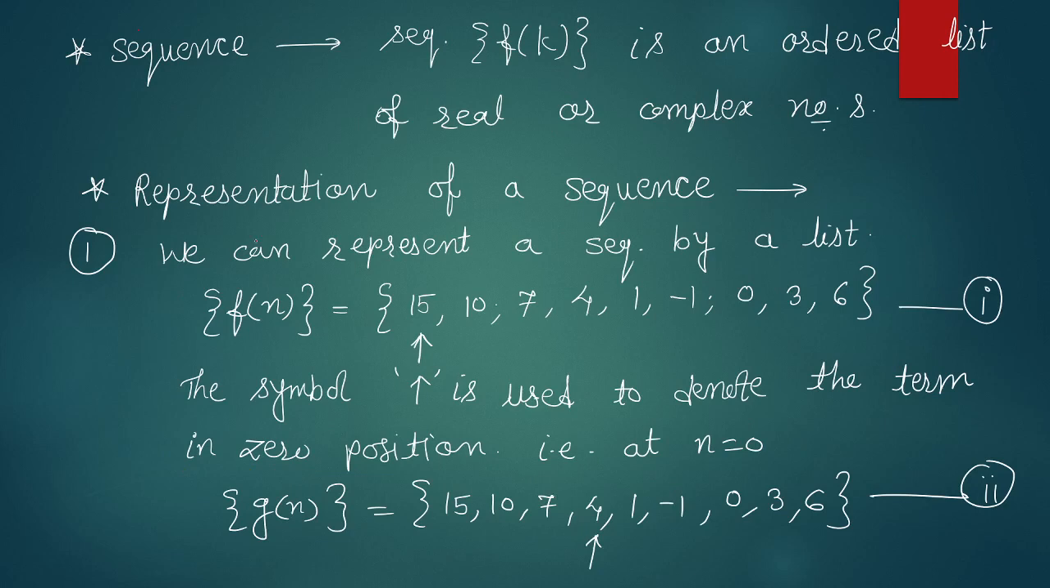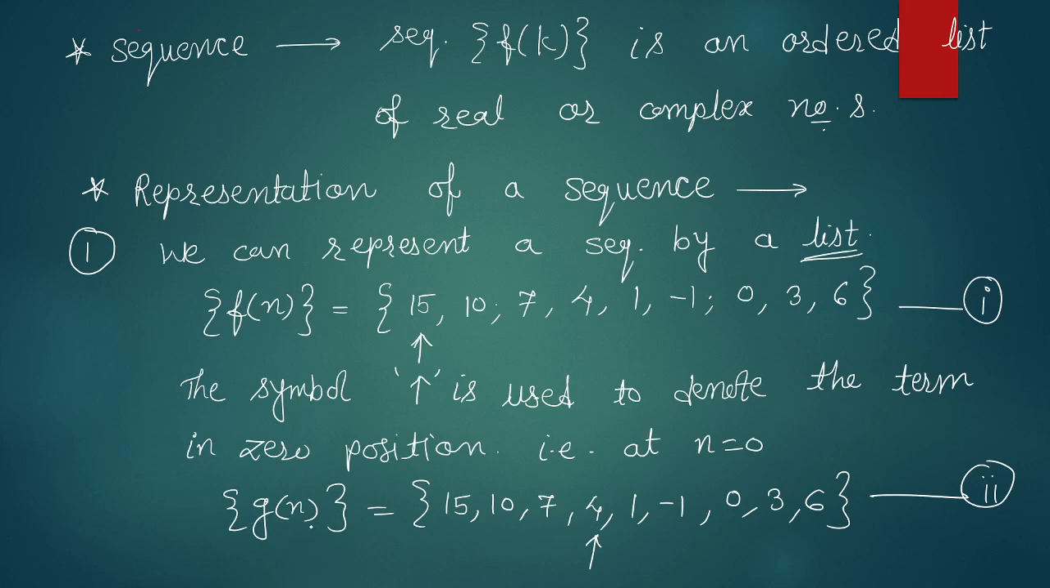Now we start with the sequence. The sequence f of k is an ordered list of real and complex numbers, and its representation is given by two types. First is the listing method. Here f of n equals this sequence, which is given by equation 1, and this upward arrow symbol denotes the zeroth position, that means at n equal to 0.